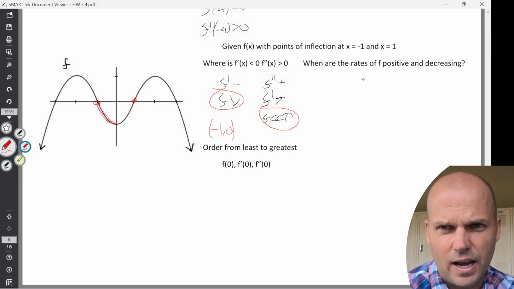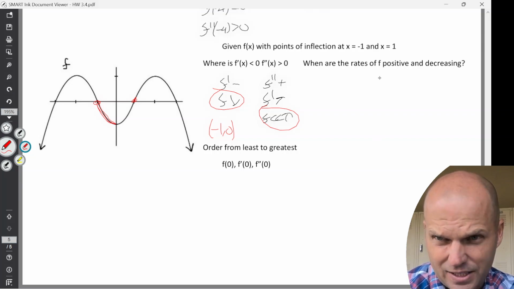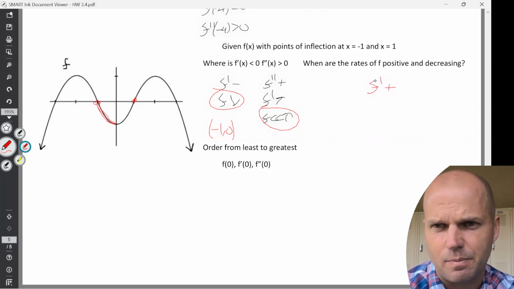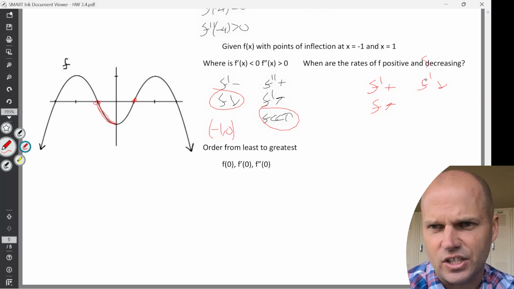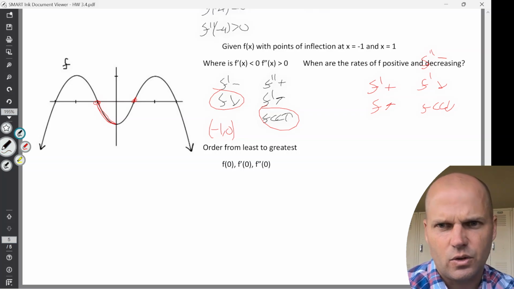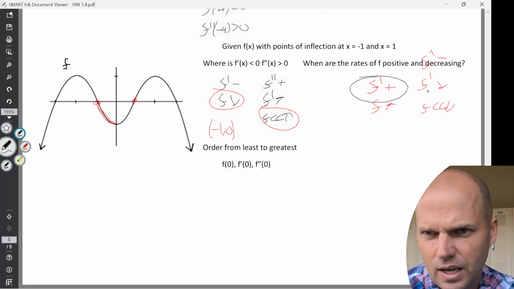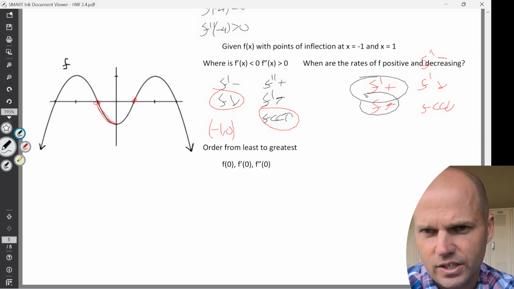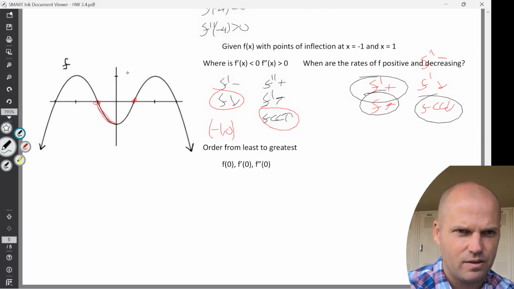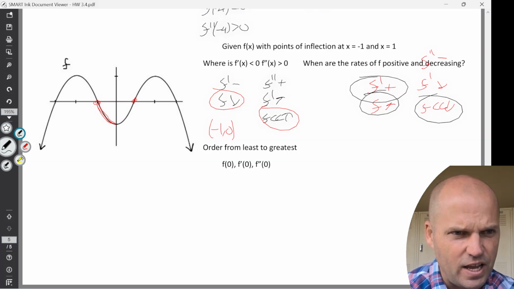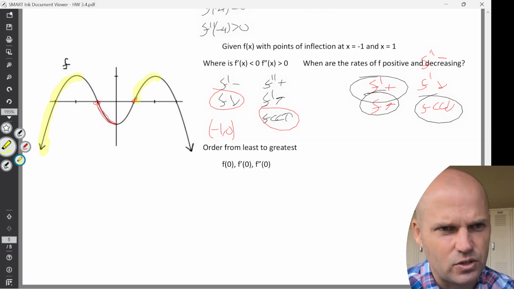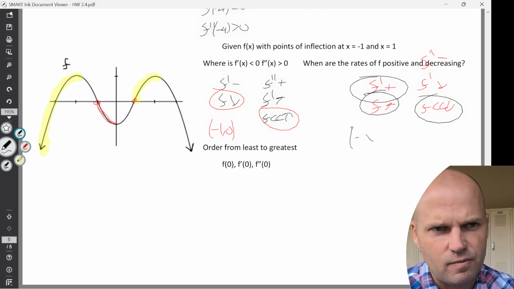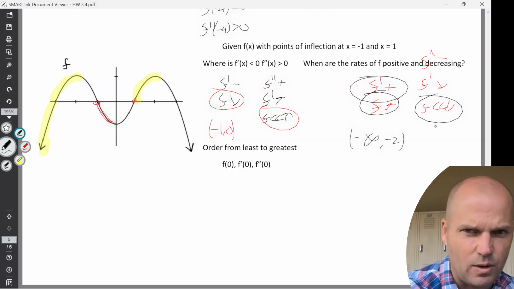Cool. When are f's rates positive and decreasing? So when is the rate positive? That means f is going up. When are the rates decreasing? That means the second derivative is negative. That means f is concave down. So when is f going up, concave down? Going up, concave down, I would say is here. Going up, concave down is also here. So I'd say -infinity to -2, and I'd say 1 to 2.